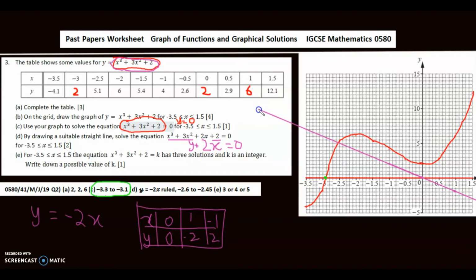like this. Now read the points of intersection of the red graph and the purple line. So what we're getting, only one solution because it's cutting at only one point here. Read out this value, mine is around minus 2.5. And the answer should be between minus 2.6 and minus 2.45. So the answer minus 2.5 is actually correct. So my answer for this part is x equals minus 2.5. Okay, part E. For this domain, the equation x cubed plus 3x squared plus 2, which is again y.